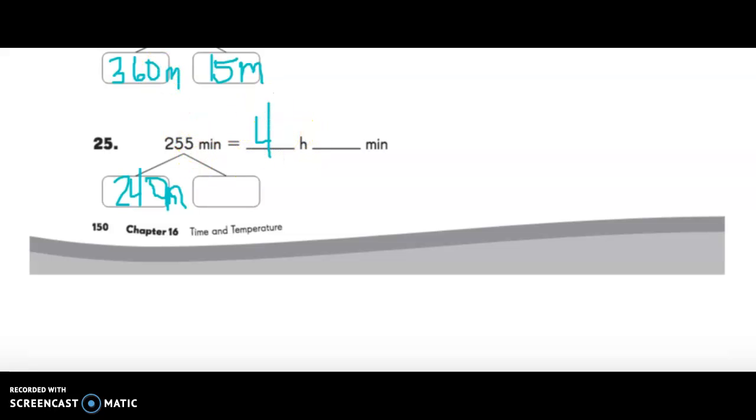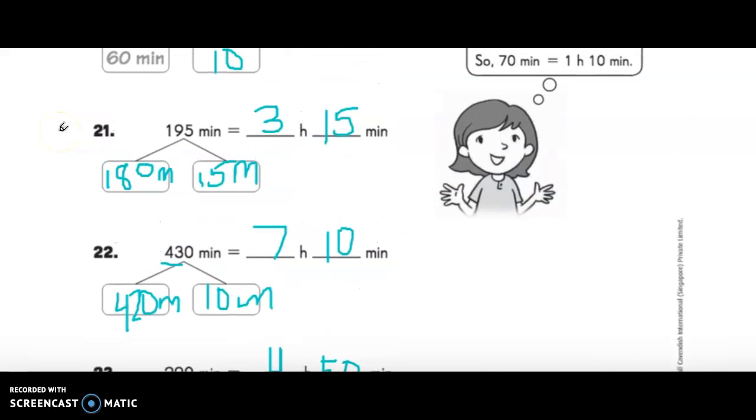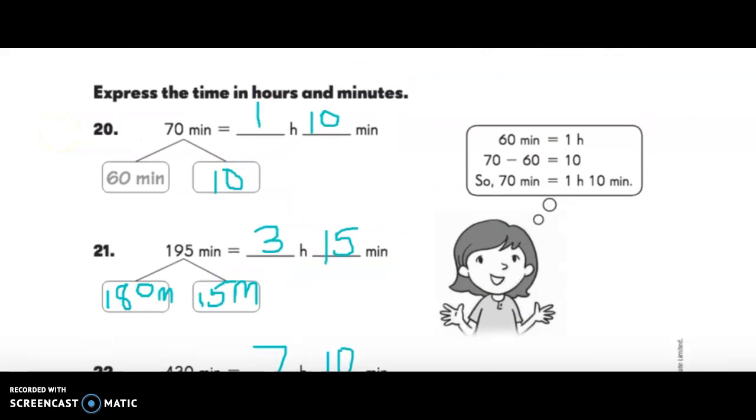And then, this is really sloppy. Let me fix that. So then 255 minus 240, we're left with an additional 15 minutes. So that is your final answer. You should go back and check your workbook and make sure you have all of that. And let me know if you have any questions.